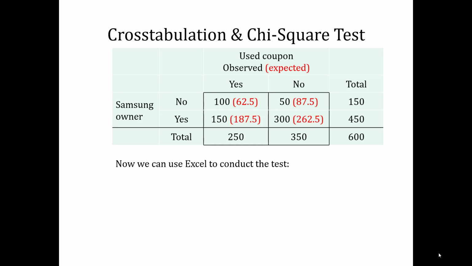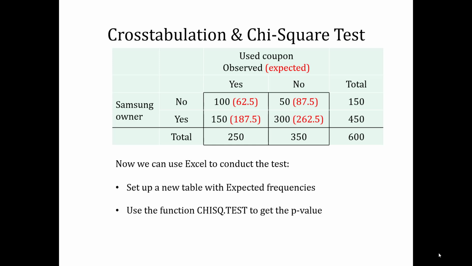Now we can use Excel to conduct the test. First, we calculate the expected frequencies, as you saw, and put them in a new table. Here, for simplicity, I've shown them in red in the same table as the observed frequencies, but you need to put them in a new table for Excel. Then we use the function CHISQ.TEST to get the p-value. Remember that the p-value tells us whether to reject the null hypothesis or not. Our decision rule is, if the p-value is less than 0.05, we reject the null hypothesis, and if it is greater than 0.05, we do not reject it. So now we'll take this into Excel.